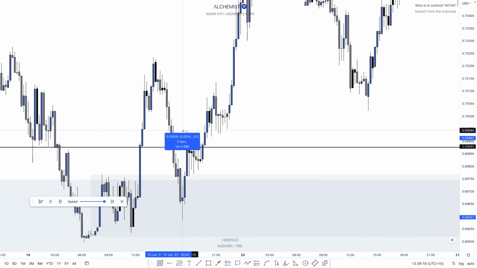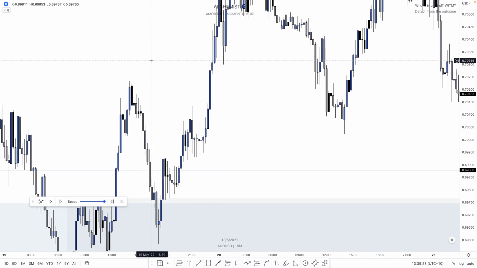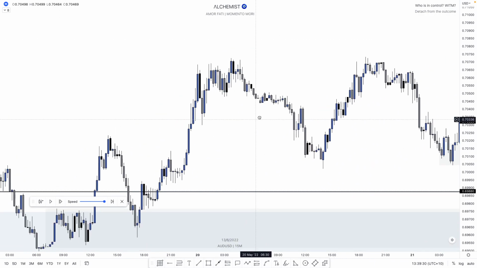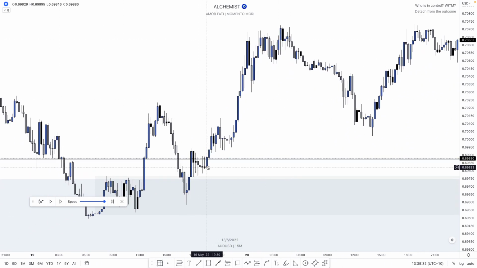Okay, so we can see this here. This would have been a break of structure from down here. And we can see this large injection of buy orders, which saw the market trading higher for the next couple of days, sort of originated from this point here.